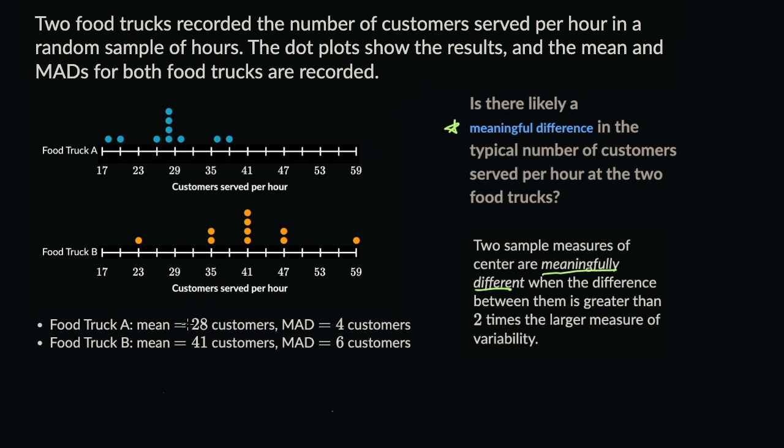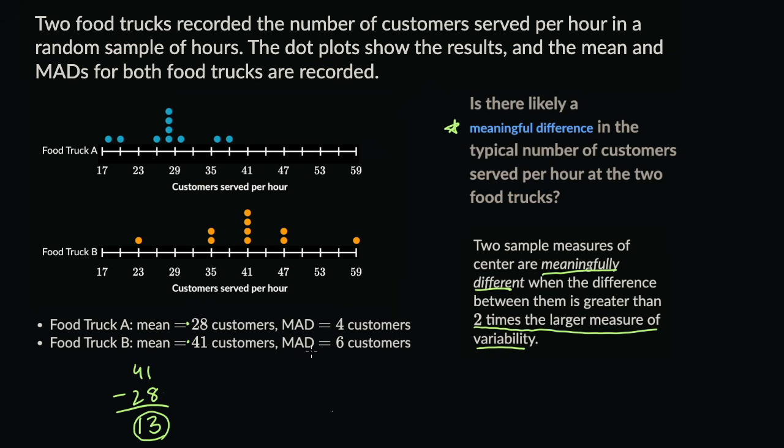We have a mean of 28 here and a mean of 41 here. So if I say 41 minus 28, the difference between these means is, what is this, 13? Yeah, that's 13. And now we have to compare them. We have to see if this is greater than 2 times the larger measure of variability. What do they mean by larger measure of variability? Well, in this scenario, we're using the mean absolute deviation as our measure of variability.